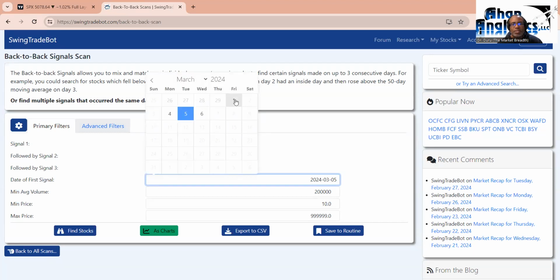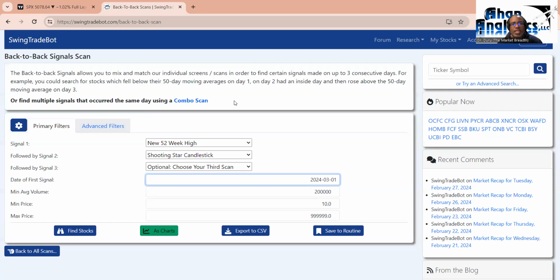So just like the last time, I'm going to select the first day for the combo scan to be Friday. And let's take a look. So again, just as a reminder, this setup is on Friday, March 1st, the stock hit a 52-week high, whether it's a closing high or intraday high. And then the following day, it made a shooting star candlestick, which hopefully means that the price went above the high and then came back down.